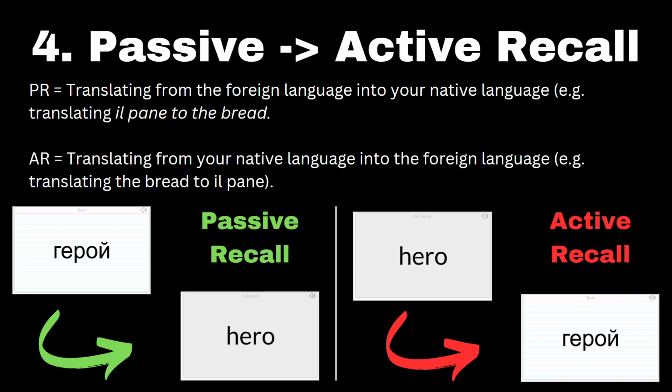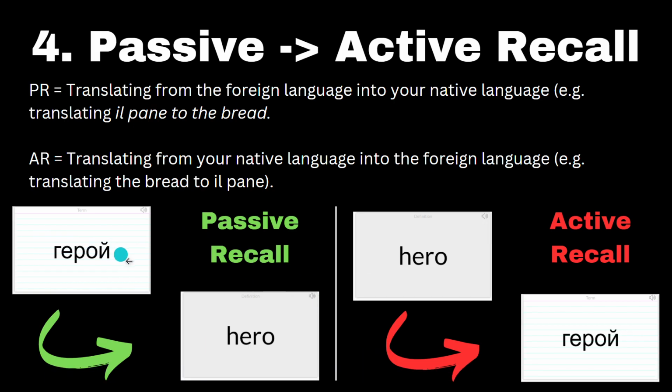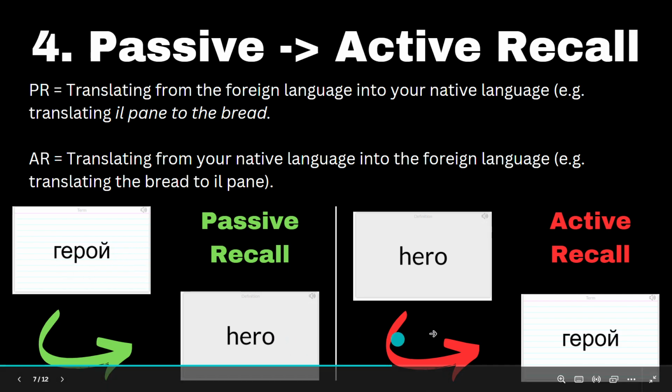So yeah, basically passive recall is translating from the foreign language into your native language. For example, translating il pane to the bread, which is il pane is Italian. Translating the Italian word to the English word would be passive recall. Active recall is the opposite, where you take a word you know in English and you translate it into its translation in another language. So that would be like taking the bread in English and translating it to il pane in Italian. I've got a little picture down the bottom just to show you as well. So passive recall would be taking geroi in Russian and translating it to hero. Active is the opposite, translating hero in English to geroi in Russian.